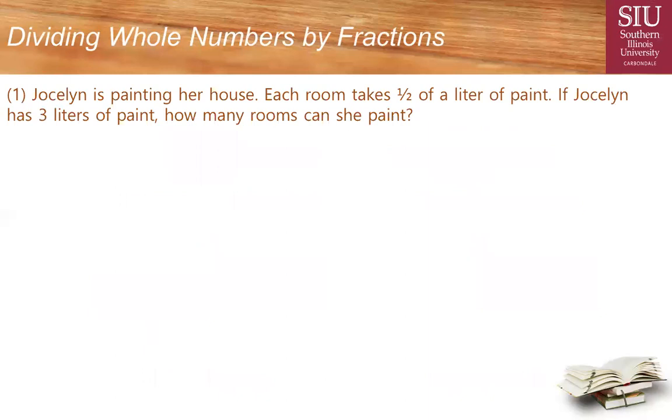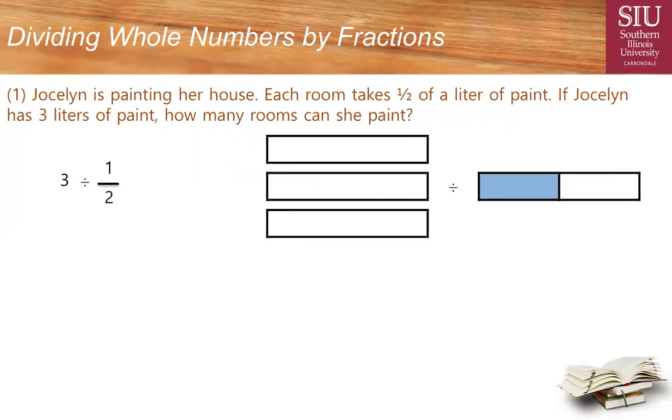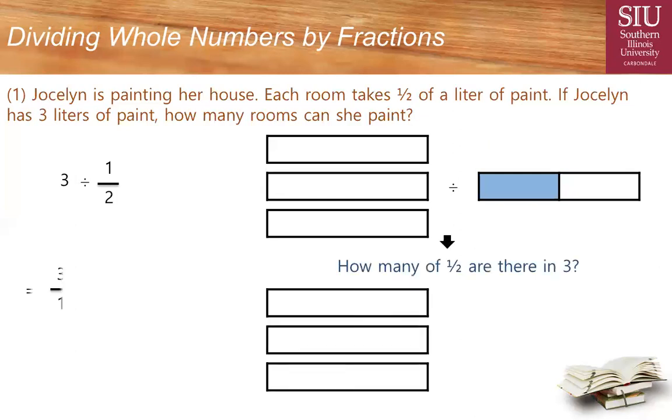Here is a problem. Jocelyn is painting her house. Each room takes 1/2 a liter of paint. If Jocelyn has 3 liters of paint, how many rooms can she paint? So in this example, we take 3 divided by 1/2. This is 3. Makes sense to you? And then we have divided by 1/2. This is 1/2. Makes sense to you? Okay.